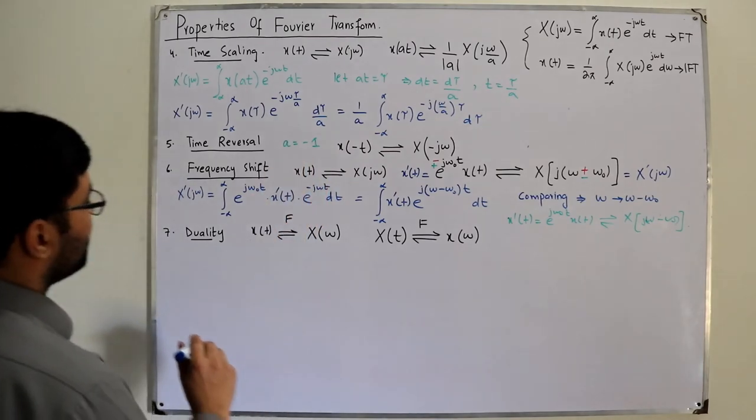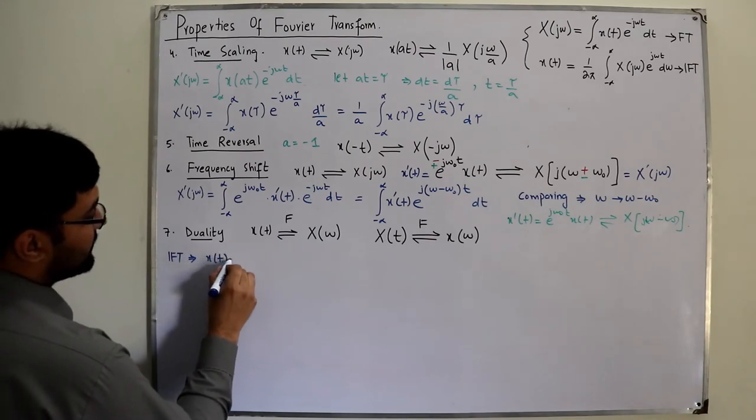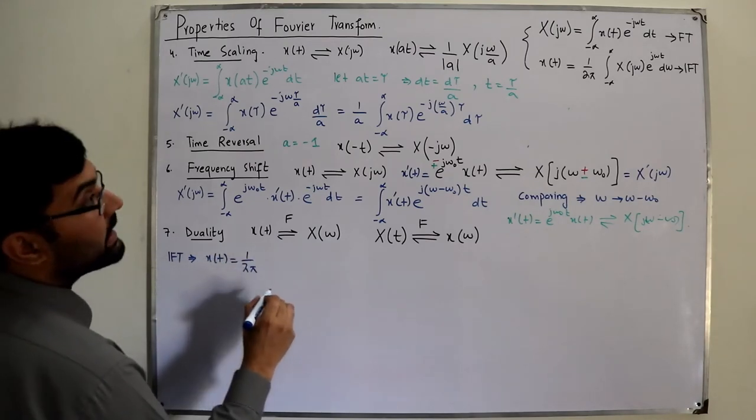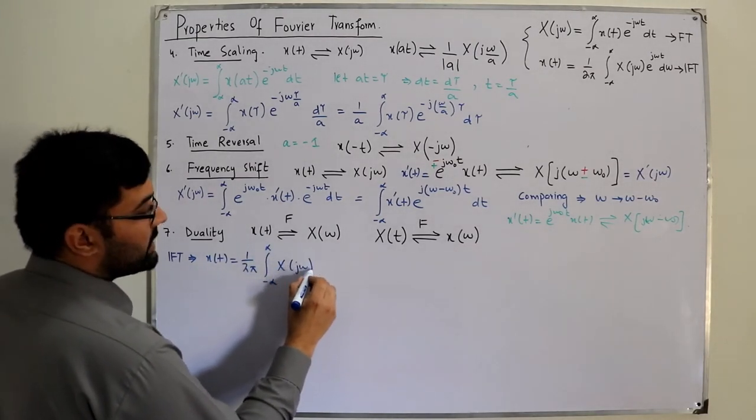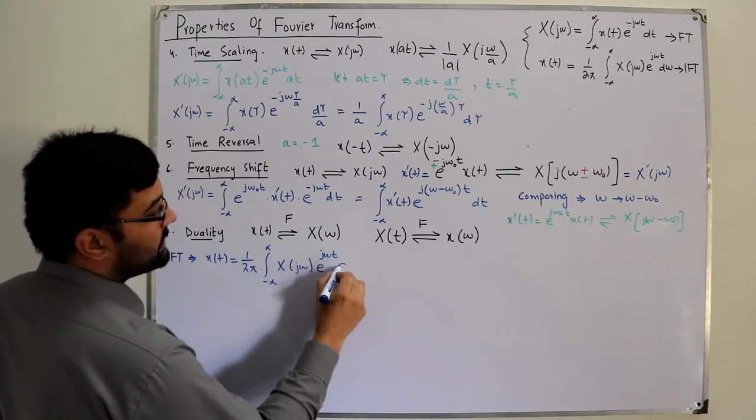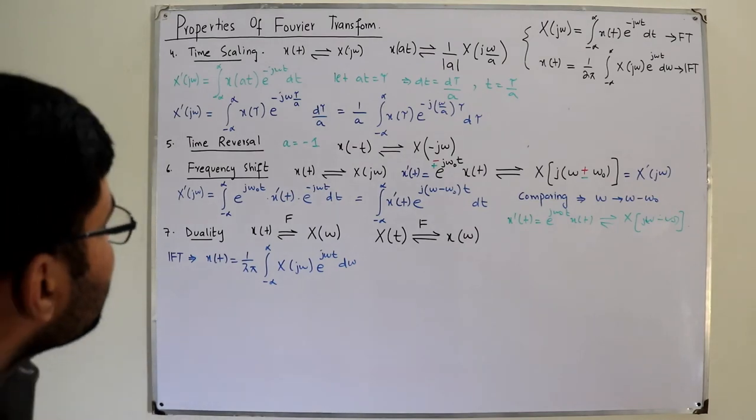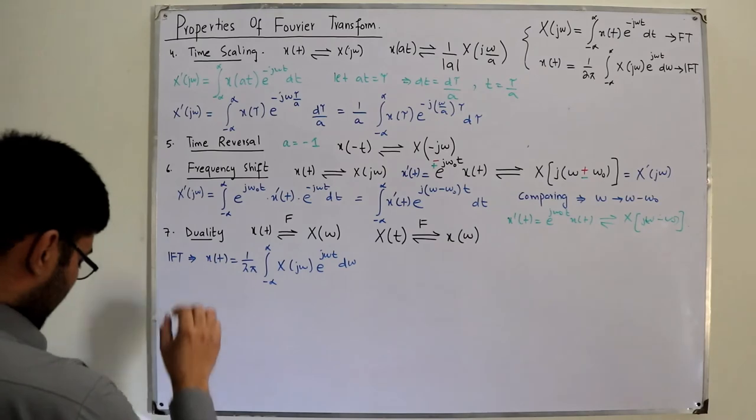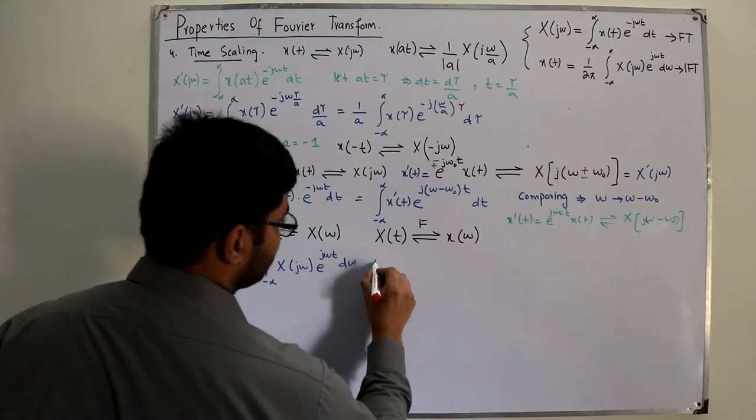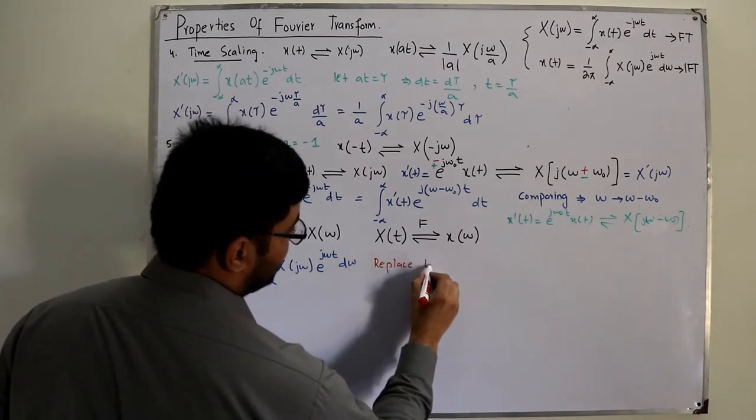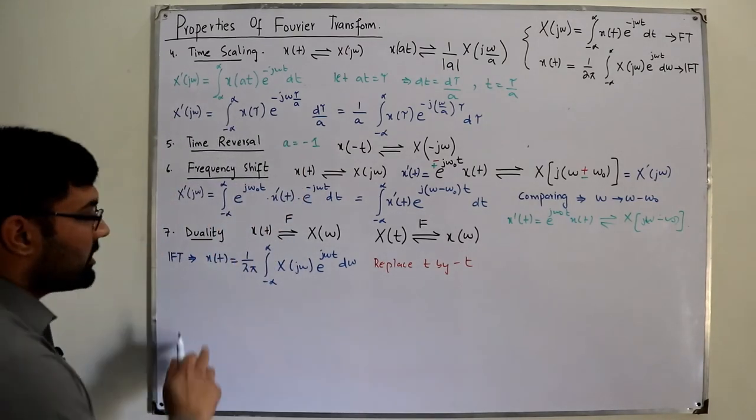Your inverse Fourier transform says what? Consider the inverse Fourier transform relation. x of t is equal to 1 upon 2 pi, integration from negative infinity to positive infinity, X of j omega exponential of j omega t with respect to omega. Isn't it like this? It is. Now what I can do is replace t by minus t. So now I would have an x of minus t.